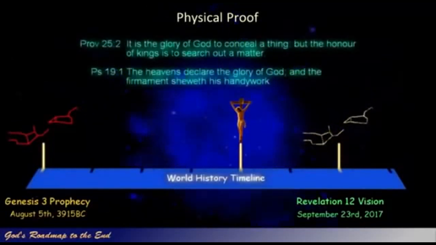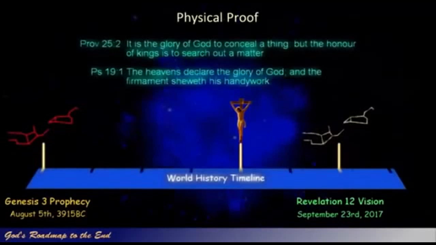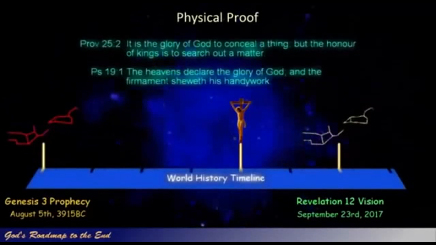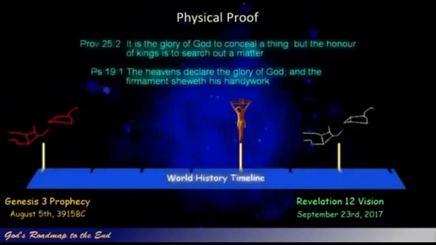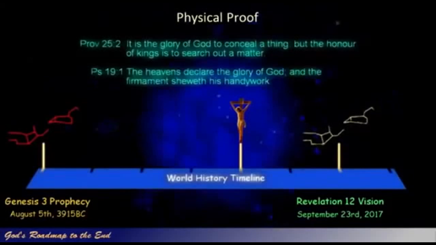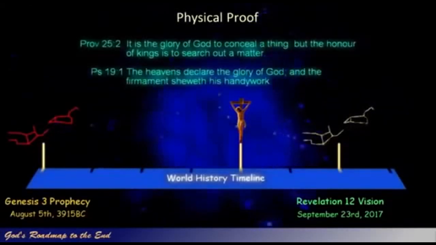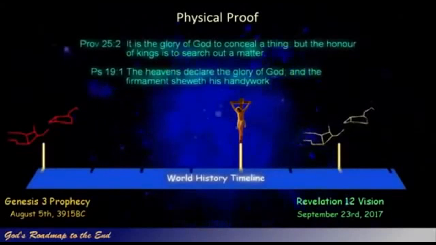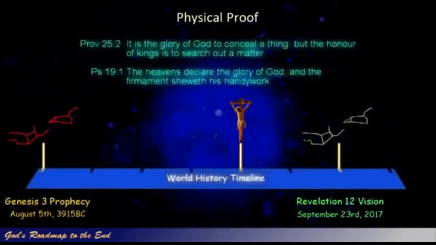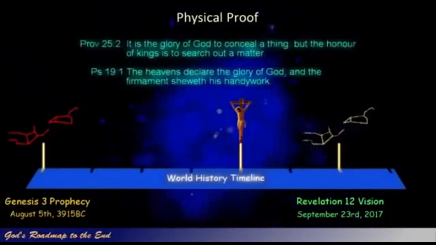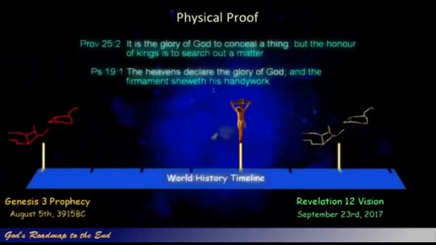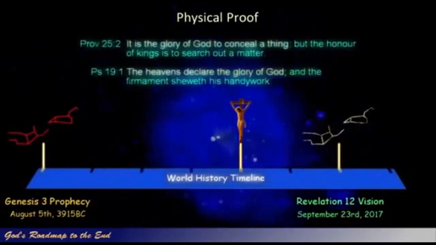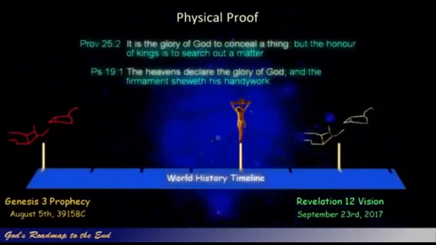Proverbs 25 verse 2. It is the glory of God to conceal a thing, but the honor of kings is to search out a matter. Psalms 19 verse 1. The heavens declare the glory of God, and the firmament showeth his handiwork. These 2 passages tell us that it is God's glory to conceal information, and that the heavens play a part in telling us what information God has concealed.